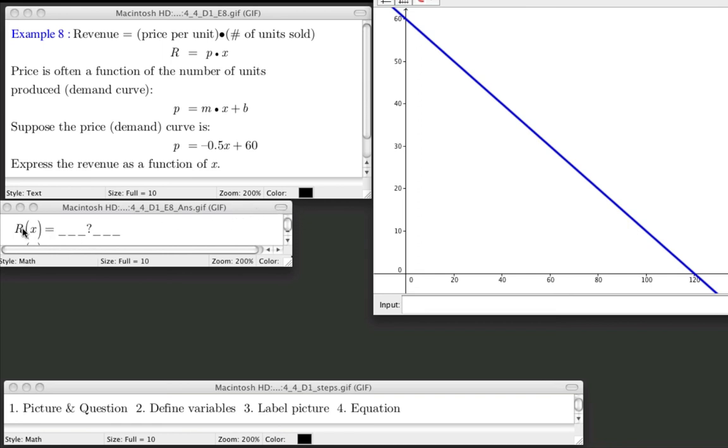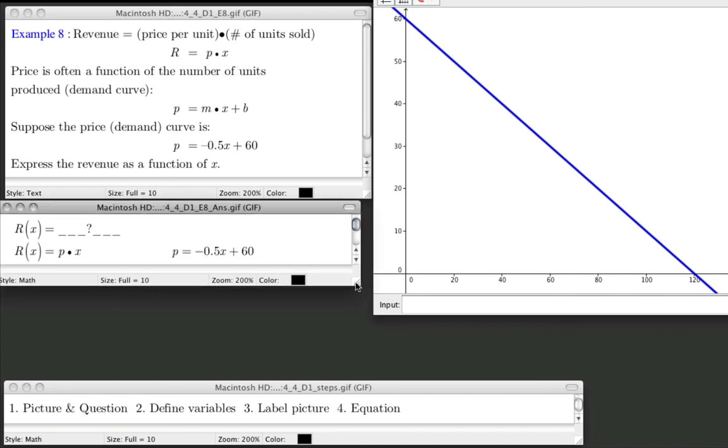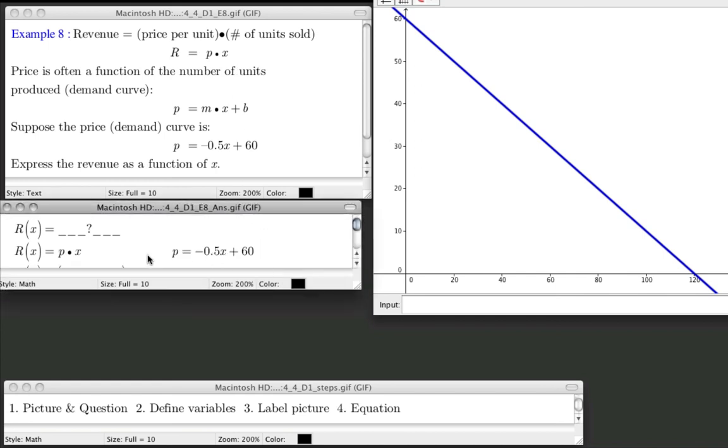I need a revenue function in terms of x. So if x is the number of units produced, I need to create a revenue function. Well, revenue is defined up here as price times x. So the first thing I'm going to do is write down my revenue function, p times x. P is no good, but I was told that the price function is negative 1/2 x plus 60. So what I'm really doing here is taking one function and plugging it into another function. We did composition of functions earlier. It's the same thing now.